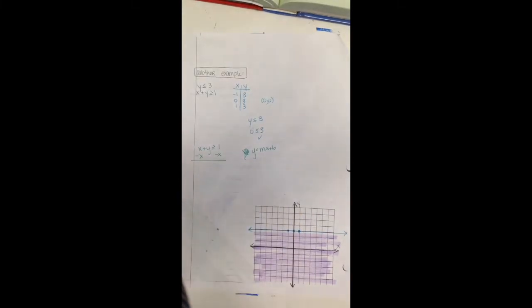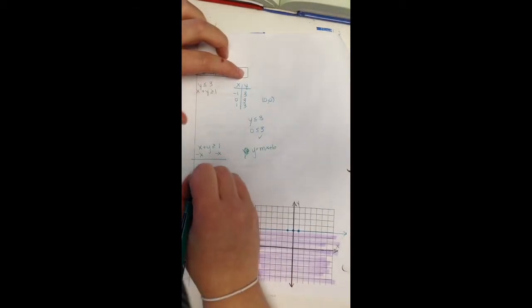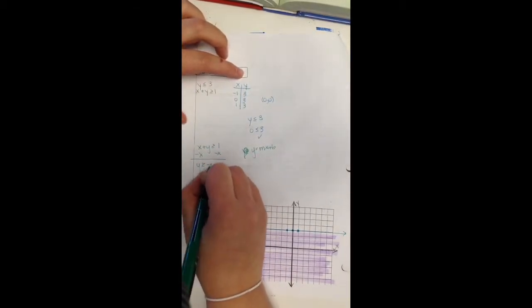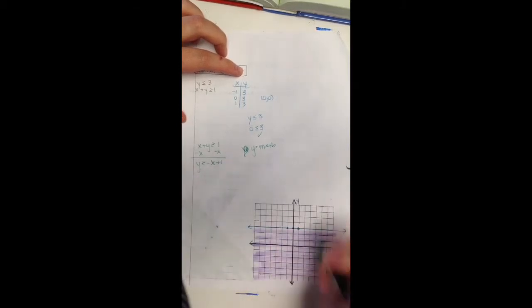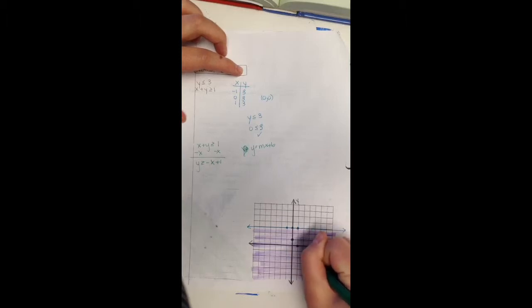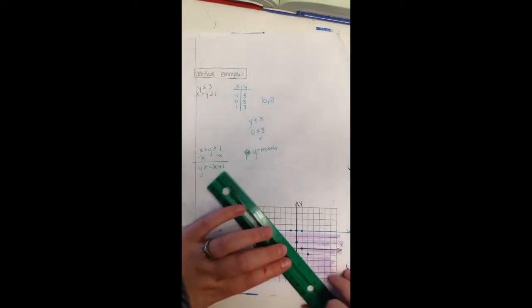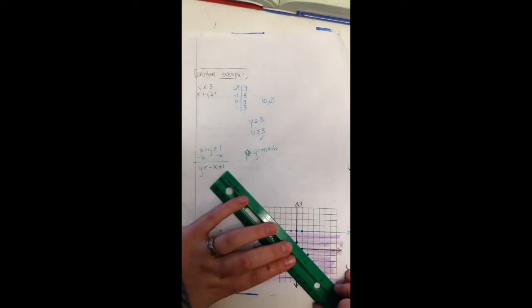We don't have it in this example, but don't forget the rules: if you have to divide by a negative number, you have to flip the inequality sign. So I have y is greater than or equal to -x plus 1. My intercept is at 1. My slope is -1, so I fall 1, run 1. And it is greater than or equal to, so I have a solid line again.